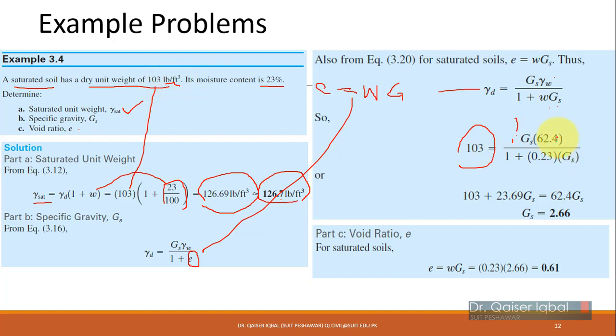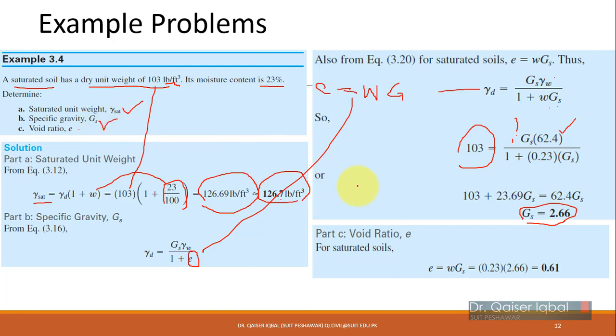Remember, you should always remember the unit weight of water in both systems on your fingertips. In the FPS system it is 62.4 pounds per cubic feet divided by 1 plus moisture content, which is 23%, so 0.23 into Gs. Solve this equation for Gs and you will get Gs equal to 2.66. So the specific gravity is determined as 2.66.